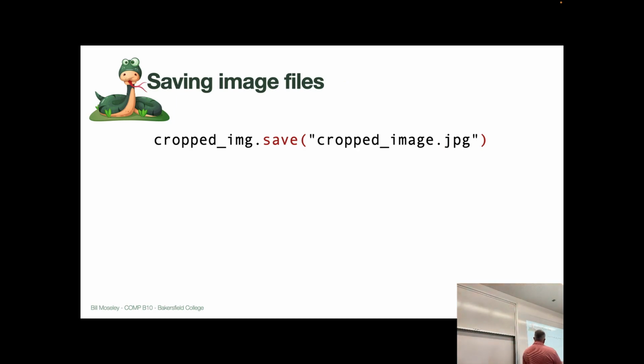And then again, once we have an image object that's been modified, we can save it back to a file using the .save function. That's a great way to do it. What I would suggest when you do that is that you save it with a different file name than the original, because if you save it with the same file name, you're going to overwrite the original, and then if you screw up, you've lost all that data.